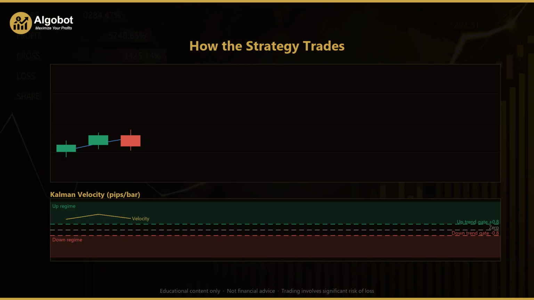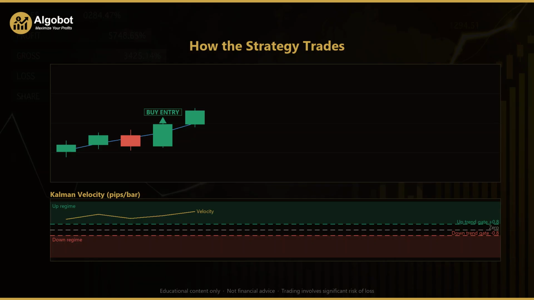Watch the opening candles on the left. Price is stepping higher, one candle after another, and notice what the velocity is doing in the panel below. It climbs and holds comfortably above the green up gate at roughly 0.8. That tells us the filter has recognized a genuine upward drift, not just noise. We are now in an up regime, and the strategy will only look for long entries.